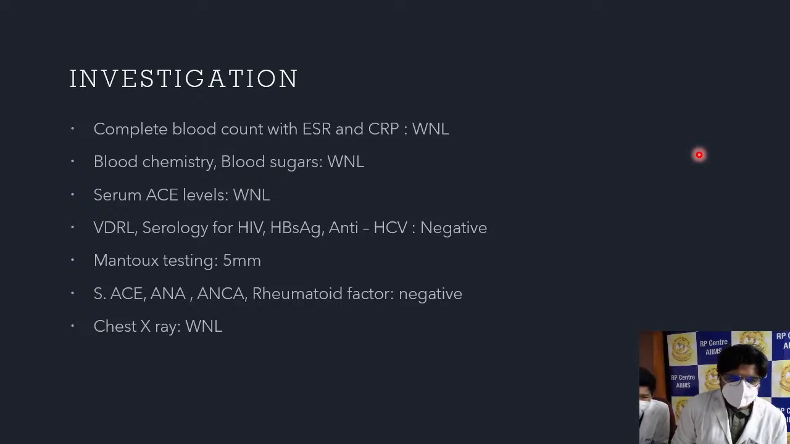The complete blood count was within normal limits. Blood chemistry, serum ACE levels, VDRL, and serology for HIV, HBsAg, and anti-HCV were also negative. Just a minute. All these investigations we probably have not got done. They were done outside because he was already being treated. So are all of these essential? To rule out other causes of vasculitis, basically Eales, we end up diagnosing it as a diagnosis of exclusion. So we have to rule out all the causes of vasculitis before diagnosing it as Eales vasculitis.